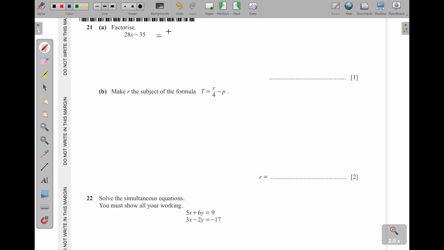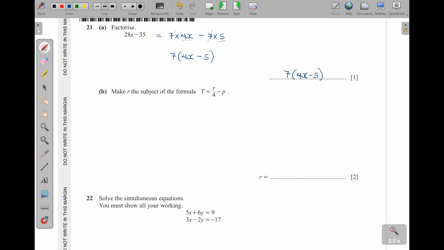So this one is actually the same as saying 7 times 4x. Then 35 is also 7 times 5. So what is common? 7 is common. So I cross it, then I bring it out here. Then here what is remaining is 4x, and then here it is 5. So that means we shall write 7 into 4x minus 5.